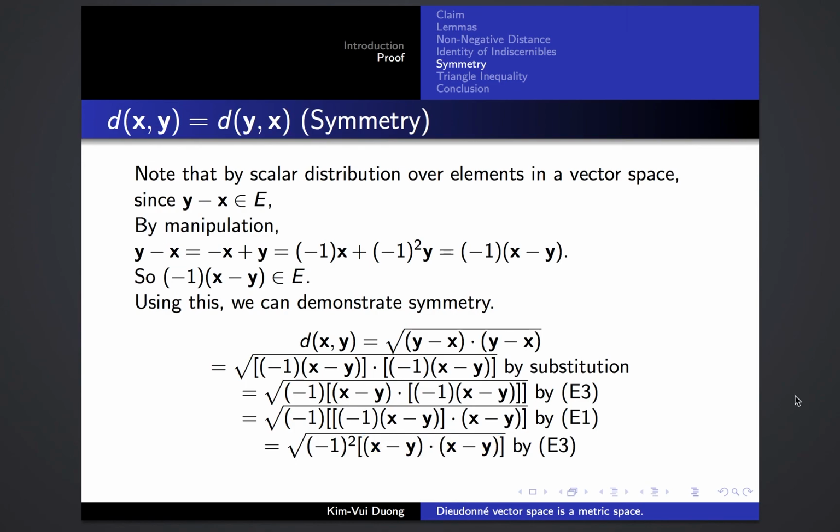See where I'm going with this? Your result is going to be x minus y dot x minus y by itself. And this is equal to the distance between y and x. So we have distance of x and y is equal to the distance of y and x. Hence, symmetry holds.